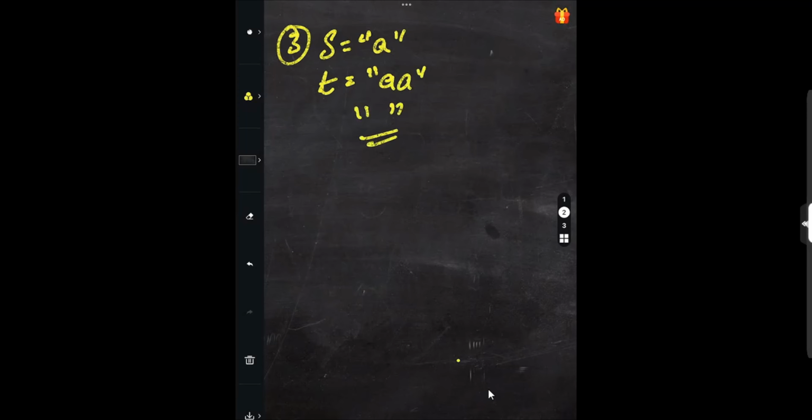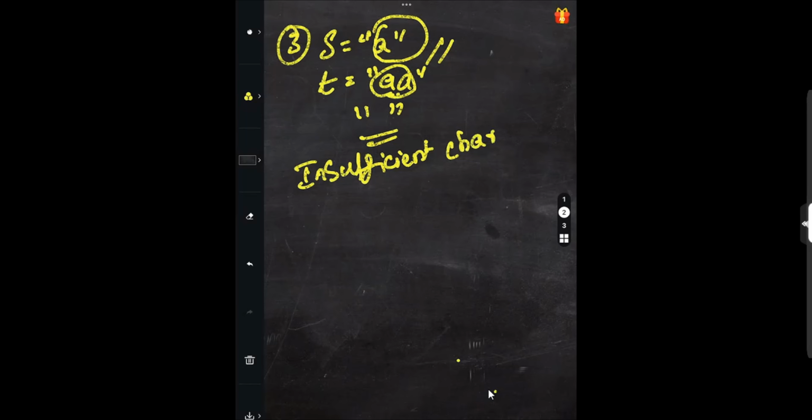Why will the output be an empty string here? Because T requires two A's. In T we have two A's, so T requires two A's in S, right? But S has only one A here. So the output will be an empty string. This is for the insufficient characters.